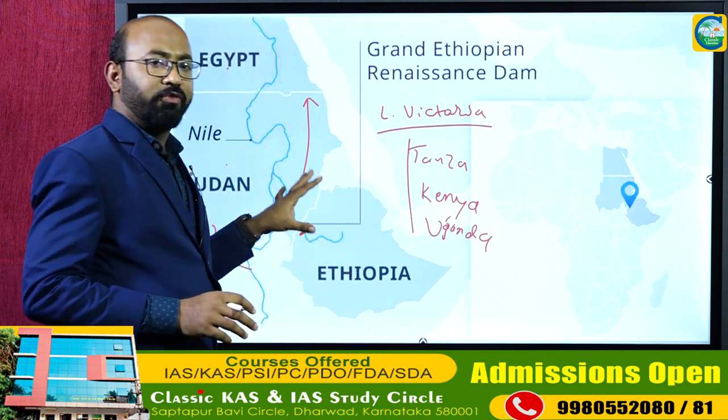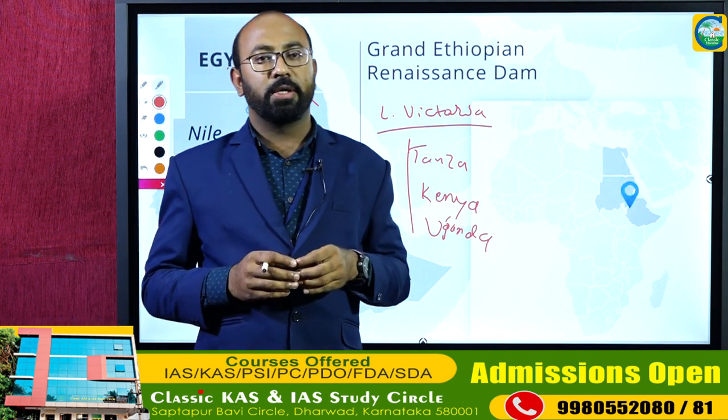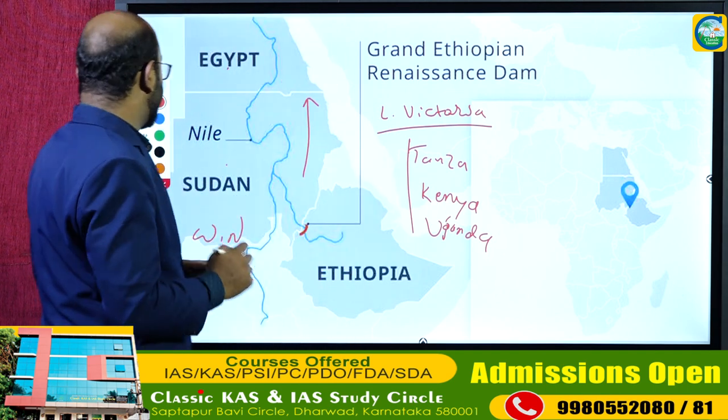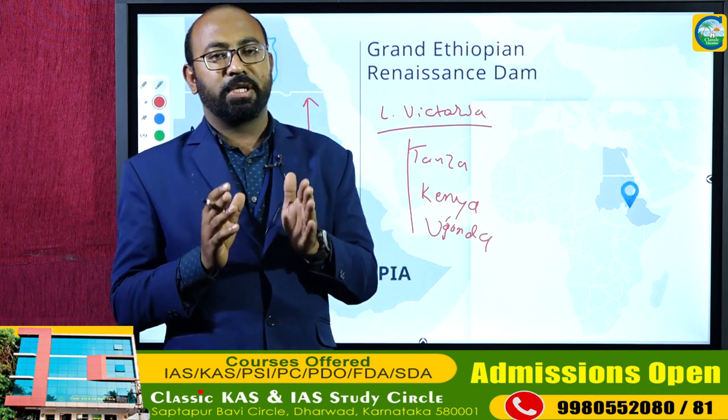See, this is one factual piece of information related to the Grand Renaissance Dam of Ethiopia and the Blue Nile and the White Nile. This is all about the Horn of African region in the African mainland.